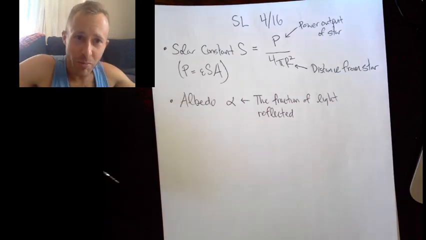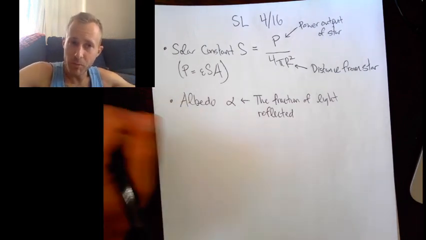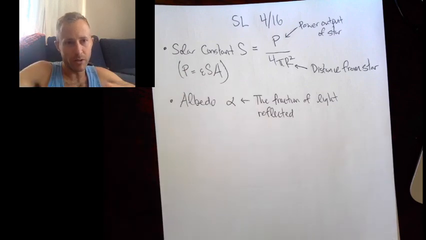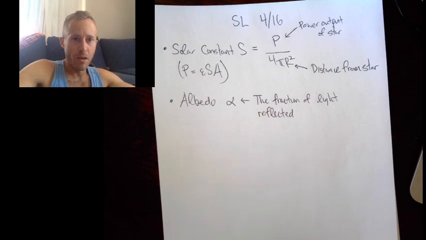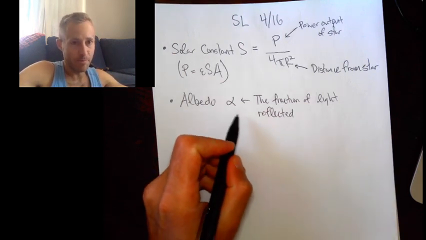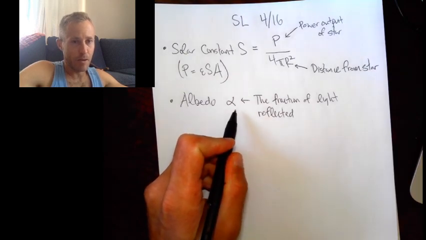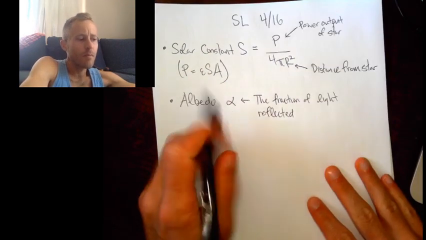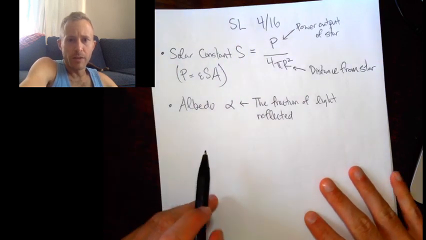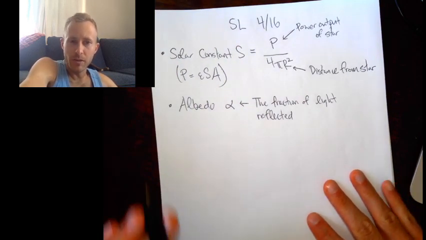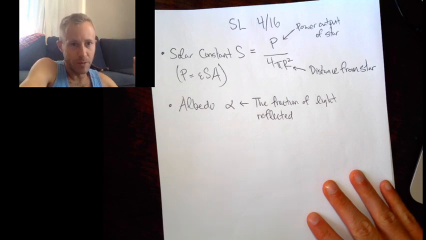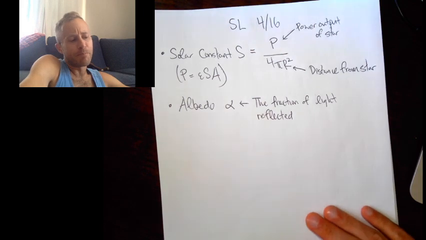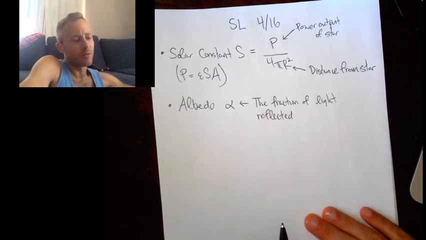So what would be the albedo of a perfect black body? Perfect black bodies absorb all electromagnetic radiation that's incoming on it. So a black body would have an albedo of 0. All right. A perfect mirror would have an albedo of 1. It reflects everything. So it's the fraction of light that's reflected.